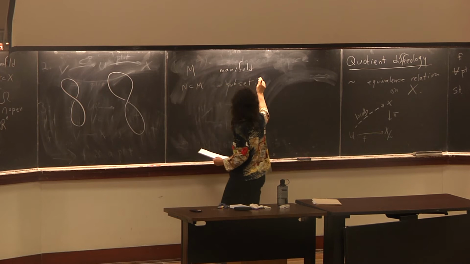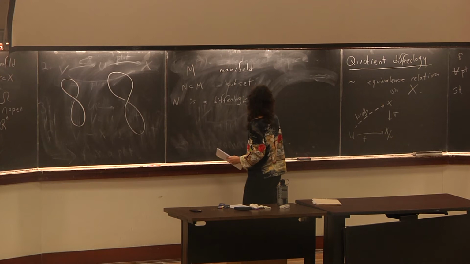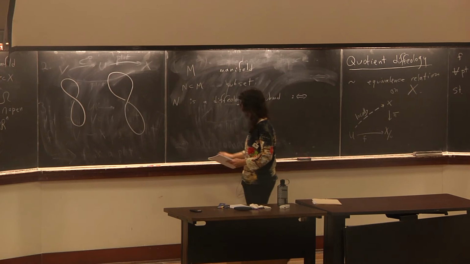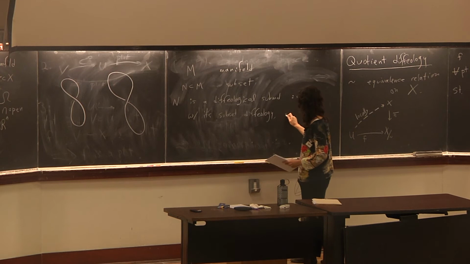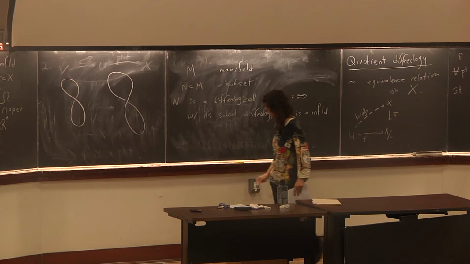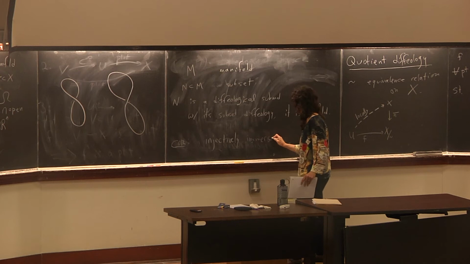A subset of a smooth manifold is a diffeological submanifold by definition if, with its subset diffeology, it is a manifold. And a corollary: if this is true, then in fact the inclusion map is an injective immersion. But this definition will rule out the figure eight.